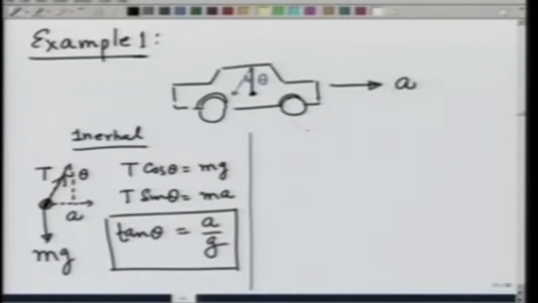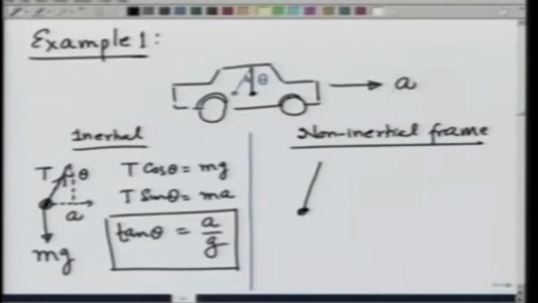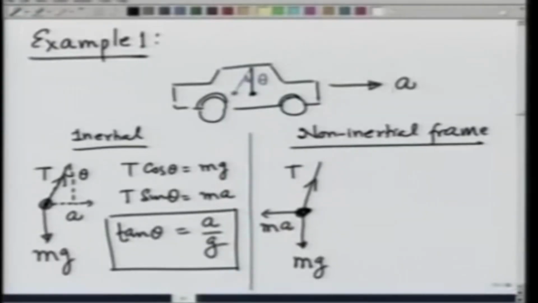What if I look at the same problem in a non-inertial frame? And what frame do I choose? I choose the frame which is attached with the car and moving to the right with it. In this frame, you see the bob in equilibrium under the force mg, tension T, and a fictitious force ma to the left. Notice that when I am sitting in the car, the bob or the pendulum is in equilibrium position, because with respect to the car frame it is not moving at all.